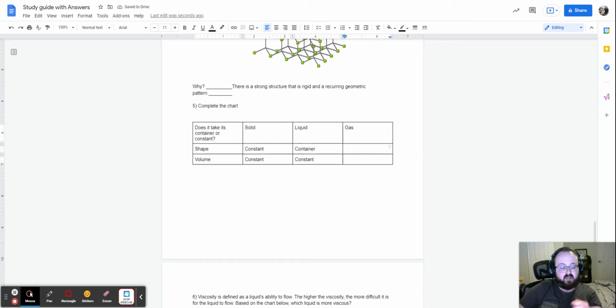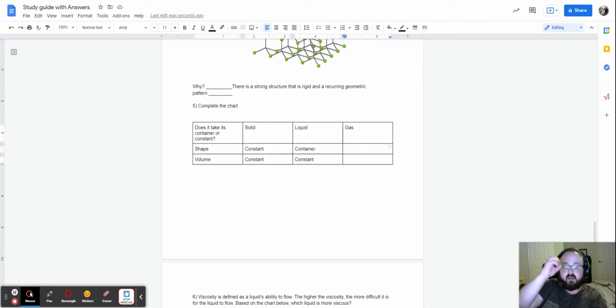And finally, we have a gas. With a gas, I'm going to think about the balloon example again. You fill up a balloon. As the balloon gets bigger, the gas that's inside takes up the shape of that container. The shape of the gas is the inside of the balloon. The volume of the gas, how much space it takes up, increases as you make that balloon bigger.